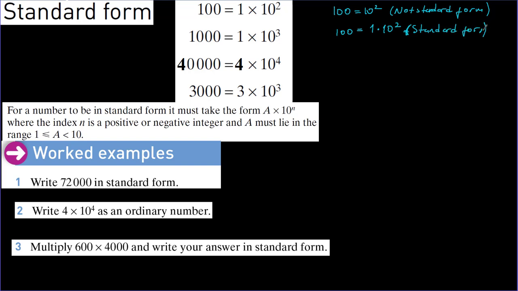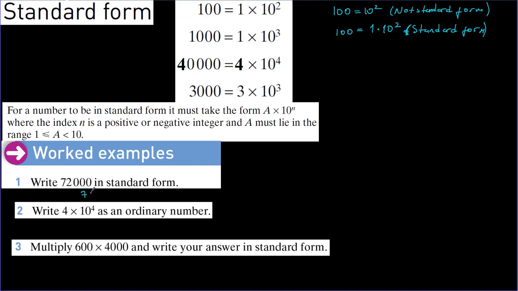For the next one, 40,000 means 4 times 10 to the power of 4, counting the zeros: 1, 2, 3, 4. This is 3 times 10 to the power of 3. Here, write down 72,000 in standard form.